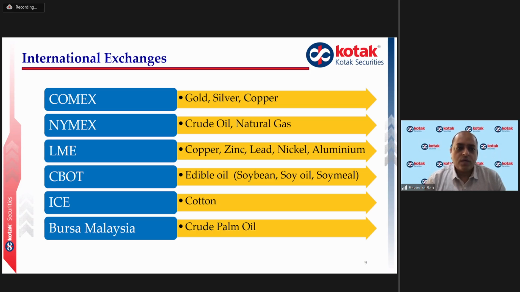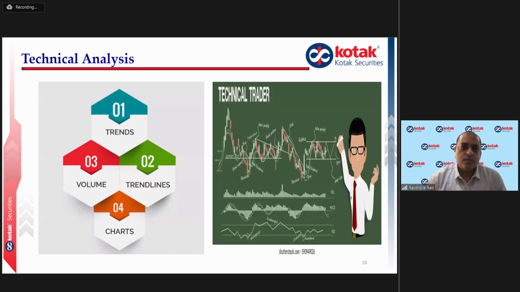Cotton is on ICE, and in case of crude palm oil, we track Bursa Malaysia. Now, these were the fundamental news that impacts commodities, and one has to track this very, very closely while trading commodities.